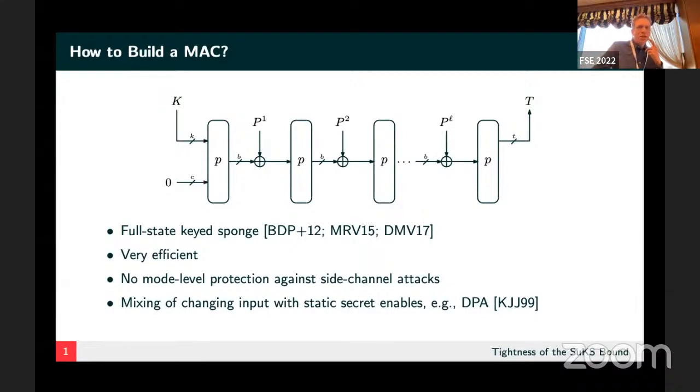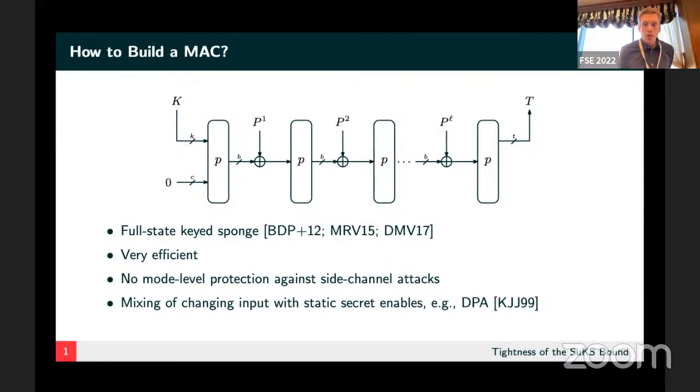On the downside, you don't get any mode-level protection against side-channel attacks. The reason is basically that you have a secret, the permutation evaluated on the key, and the attacker has full power in manipulating the state by adding a plaintext over the b bits. So it's extremely efficient, but it doesn't give mode-level protection. If you implement it, you need to be careful with your implementation. And this attack actually allows differential power analysis.